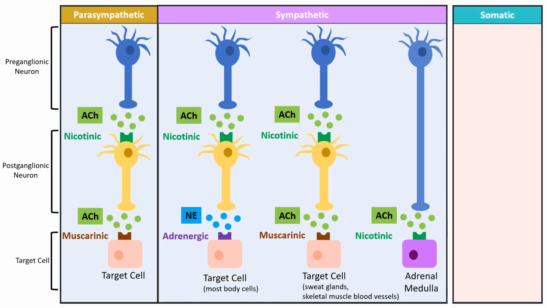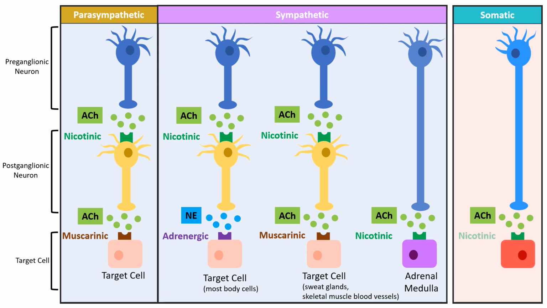Now, at this point, I'd like to address the somatic system. And in this case, we do not have a two-neuron system. We just have a long neuron that is leaving the central nervous system, and it's going to interact with a target cell. And it's going to release acetylcholine, and our target cell is going to have a nicotinic receptor. And our target cells in the somatic system are going to be mostly skeletal muscle. So that's how we can think of that.